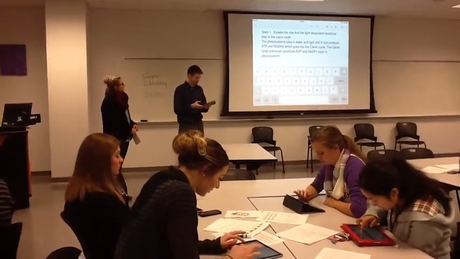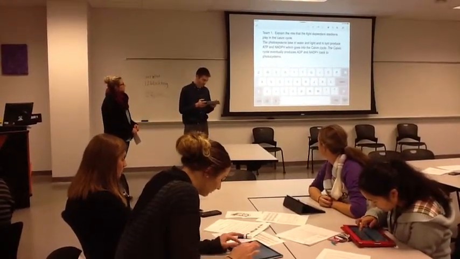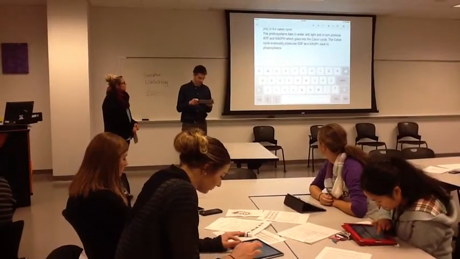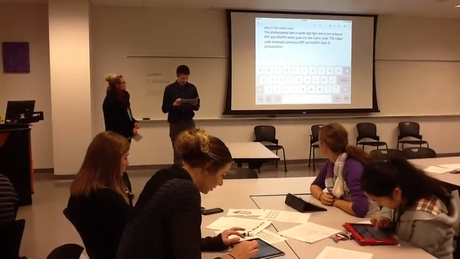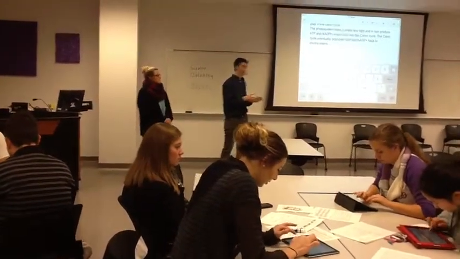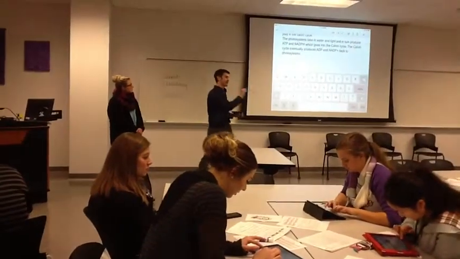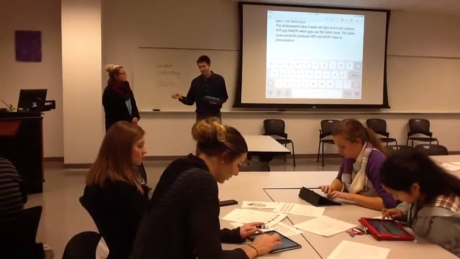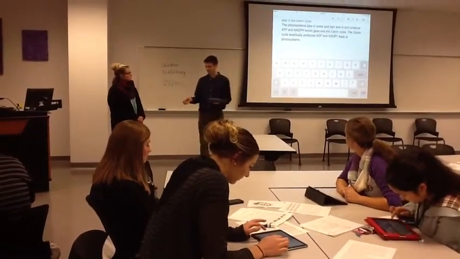But Team 1, you guys did a great job. The photosystems take in water and light and in turn produce ATP and NADPH, which goes into the Calvin cycle. And the Calvin cycle eventually produces ADP and NADP+ back to the photosystems. That's great. So basically what they're saying is the Calvin cycle powers the photosystem cycle, and the photosystem cycle powers the Calvin cycle.